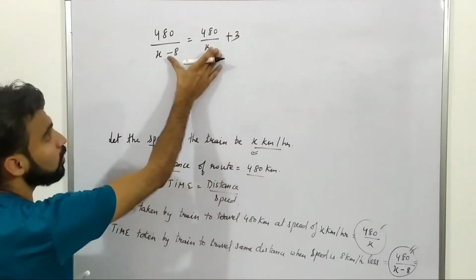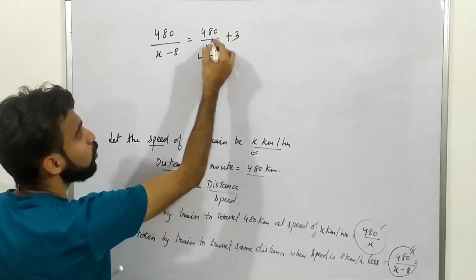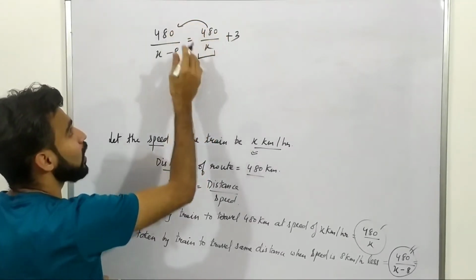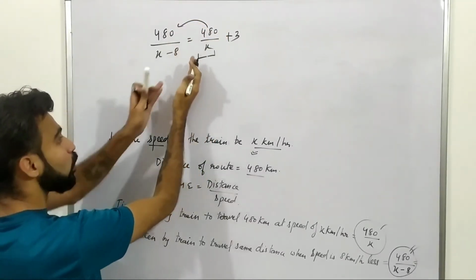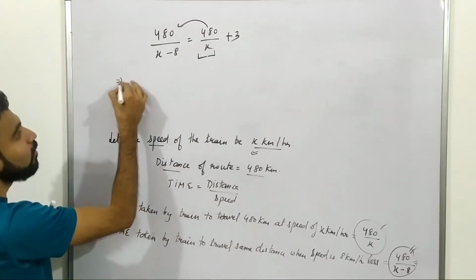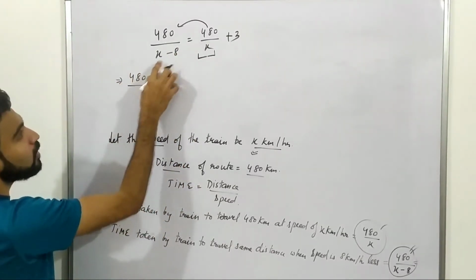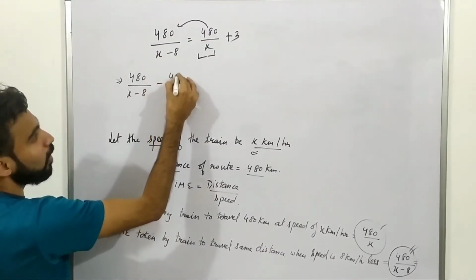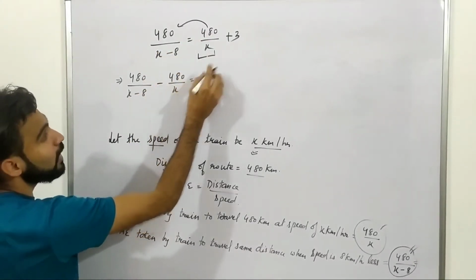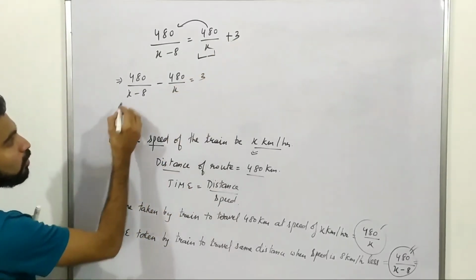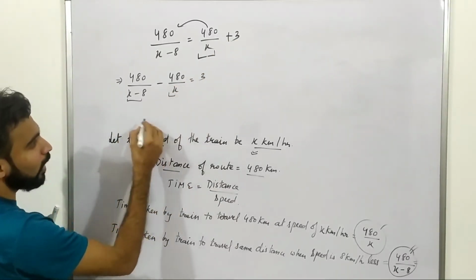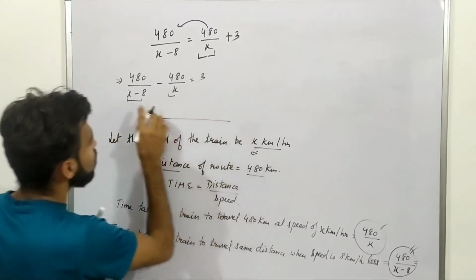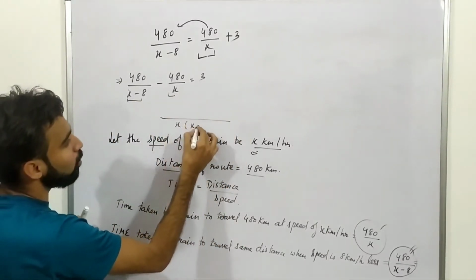Now we have to simply solve this. Now to solve this, let me first move this term over to the left hand side so that the like terms are on the one side. So there will be 480 upon x minus 8. Now this positive term will become negative. There will be minus 480 over x equal to 3. Now you have to simply take LCM here. For LCM, you can see here, the LCM will be x bracket x minus 8.